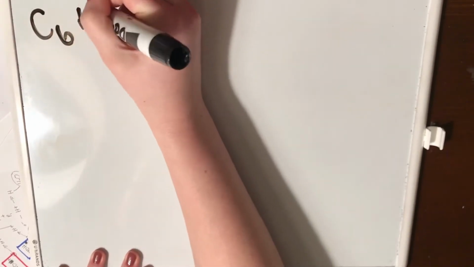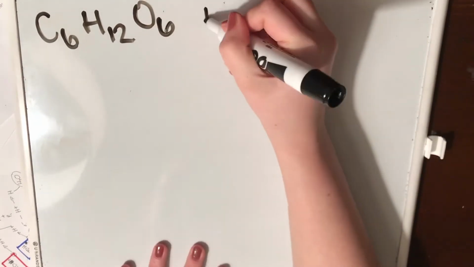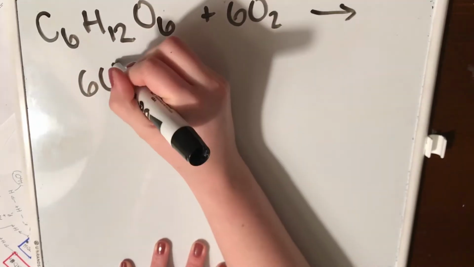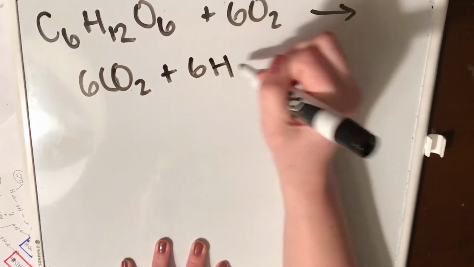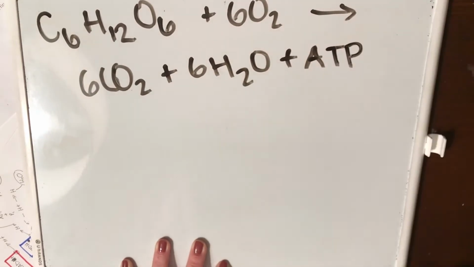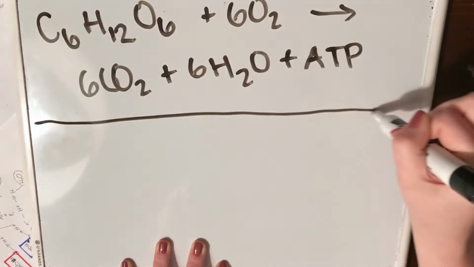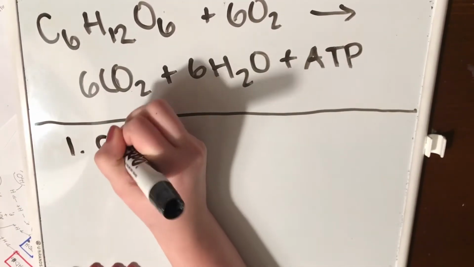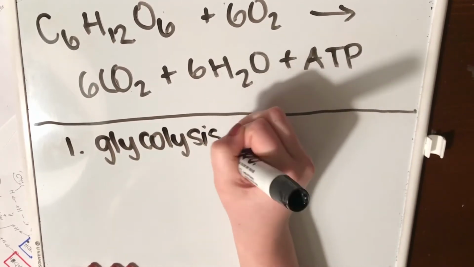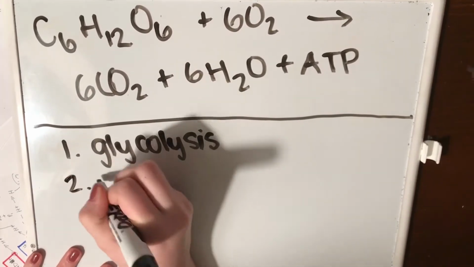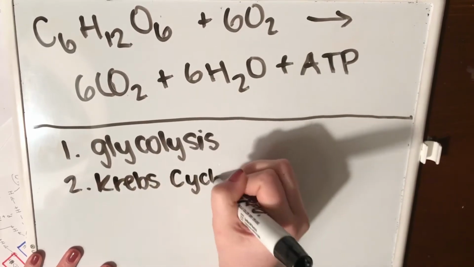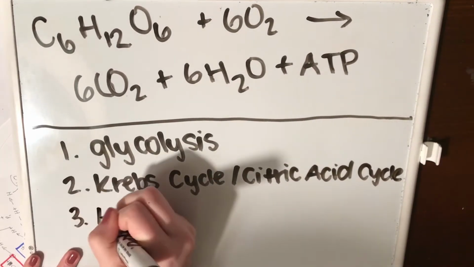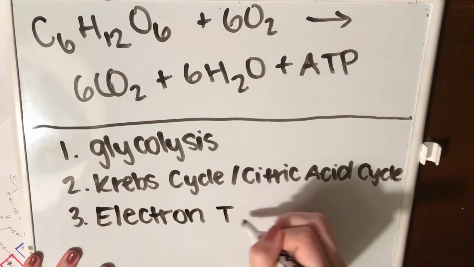The reactants of cellular respiration are glucose and oxygen, and the products are carbon dioxide, water, and ATP. This process includes 3 steps. Step 1 is glycolysis. Step 2 is the Krebs cycle, or the citric acid cycle. And step 3 is the electron transport chain.